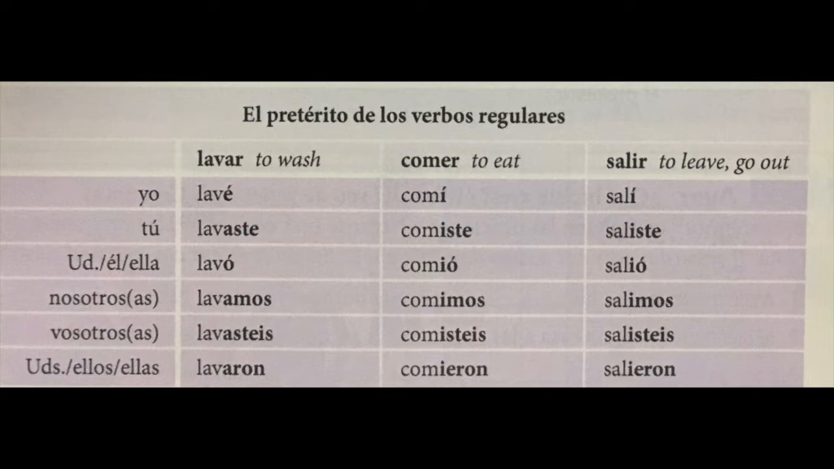All right. So here goes comer. Comí, comiste, comió, comimos, comieron. Same there for that last syllable. The accent is on the second to last syllable. Comieron, not comieron. Comieron. Now here we go with salir. Salí, saliste, salió, salimos, salieron.